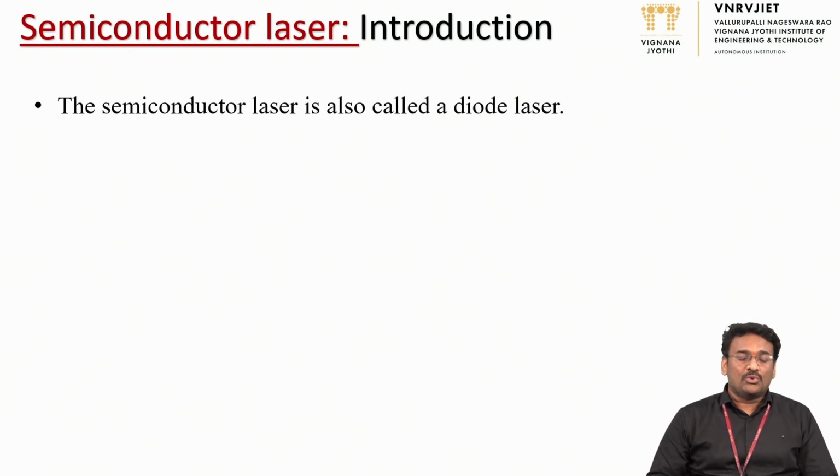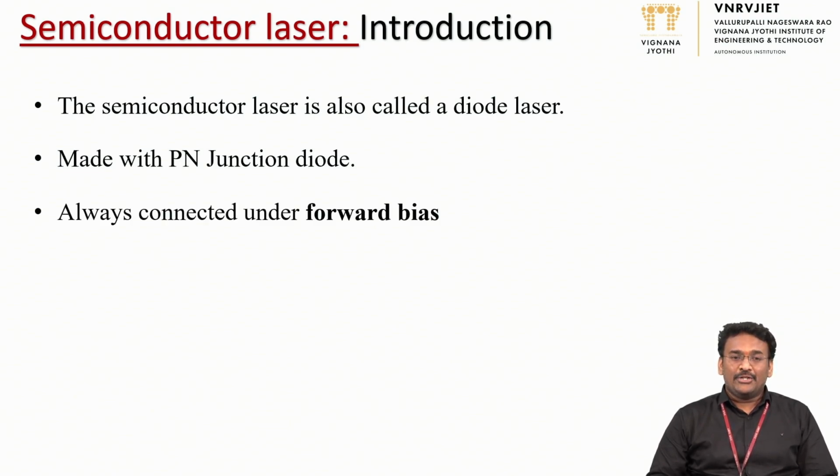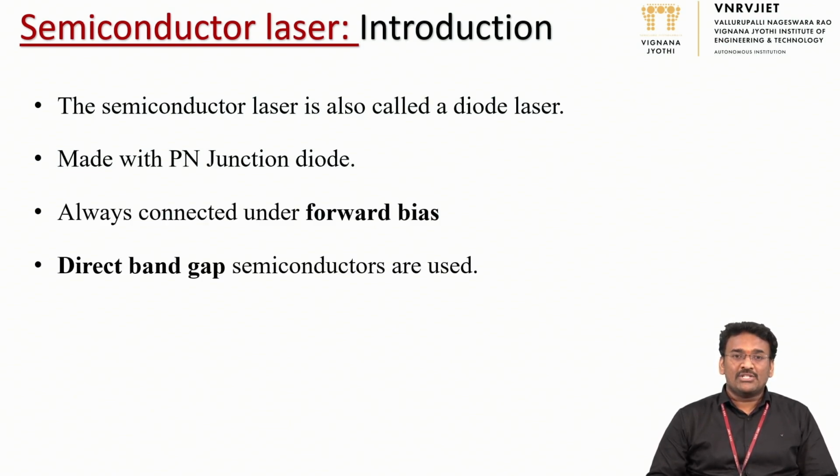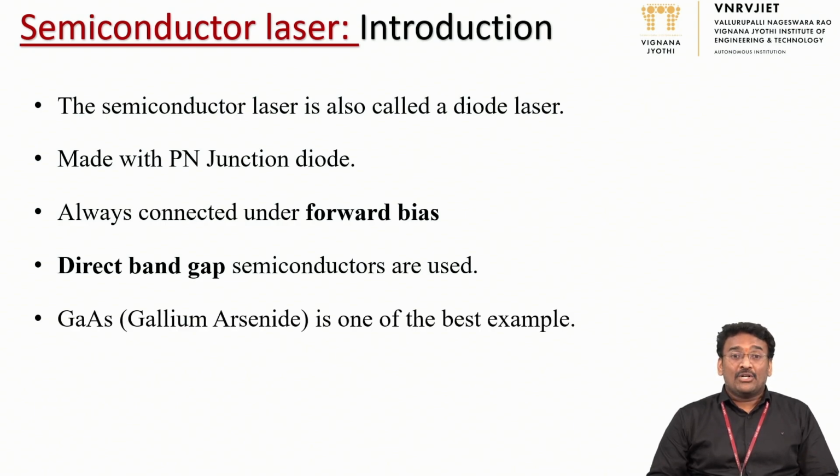Semiconductor laser is also called a diode laser, and it's made with a PN junction diode. To make this one, we must use direct band gap semiconductors, and they should always be connected under forward bias only. Because we are using a direct band gap semiconductor, we need the output to be photons. That happens only with direct band gap semiconductors. The best example for a direct band gap semiconductor is gallium arsenide. We will take gallium arsenide as the example for the laser material in the case of semiconductor laser.